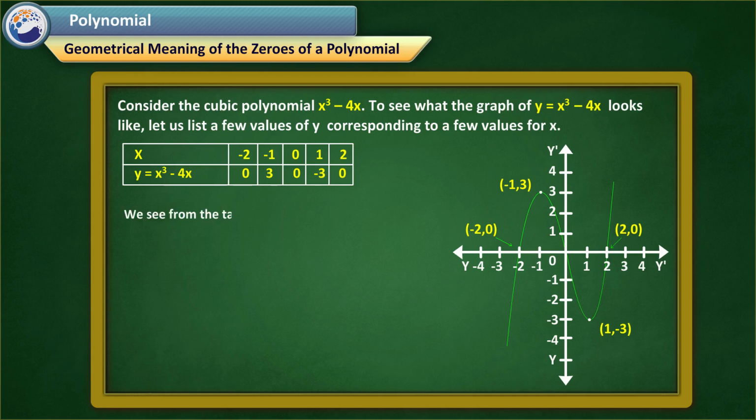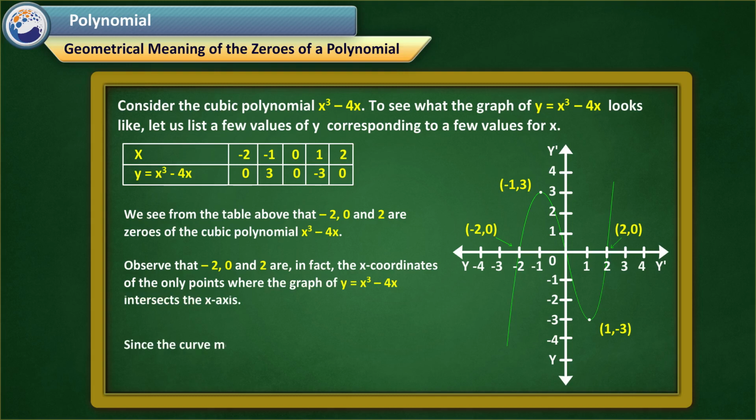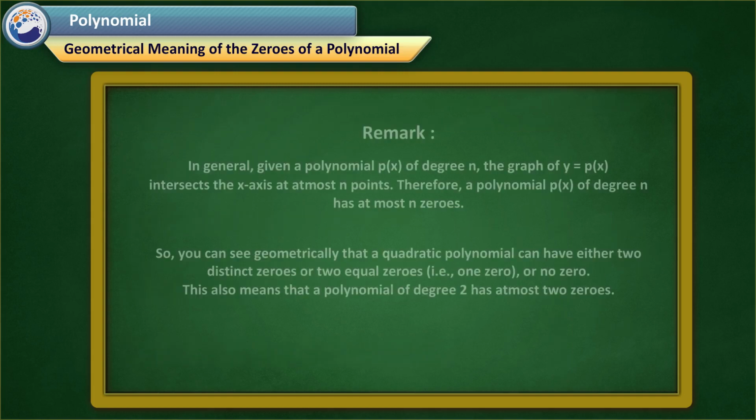We see from the above table that -2, 0 and 2 are zeros of the cubic polynomial x cubed minus 4x. Observe that -2, 2 and 0 are in fact the x-coordinates of the only points where the graph of y is equal to x cubed minus 4x intersects the x-axis. Since the curve meets the x-axis in only these 3 points, their x-coordinates are the only zeros of the polynomial.